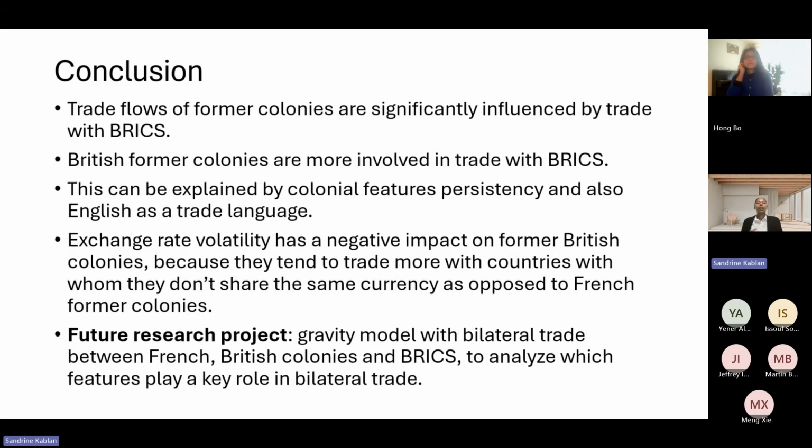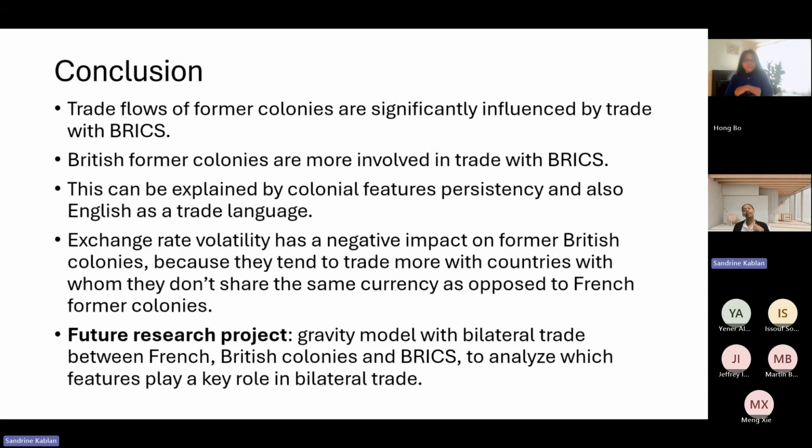And finally, exchange rate volatility has a negative impact on former British colonies, because they tend to trade more with countries with whom they don't share the same currency, as opposed to French former colonies. But at the end of the day, they are much more dynamic in trade. And when we cross the exchange rate volatility and the exchange rate regime, we can see that at the end of the day, the result for British colonies is positive. So this is something important to say.